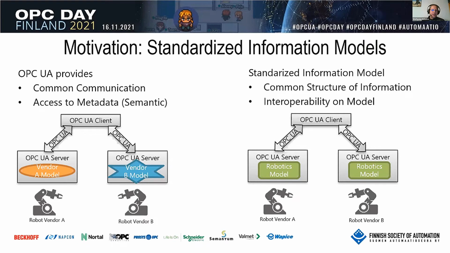But as you also can see, I have here two robots with an OPC UA server on top, one from vendor A, one from vendor B. And if they both provide an information model, the information models will just look different because people do modeling things in a different way. The idea of standardized information models is that you standardize how to represent a robot, for example, in OPC UA, and then you have a common structure on how to access the information and thus interoperability on the model layer.